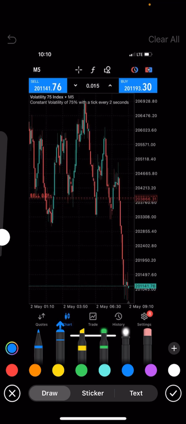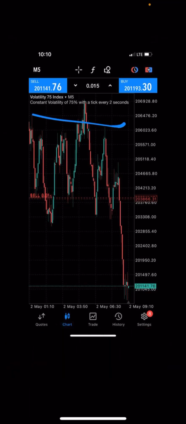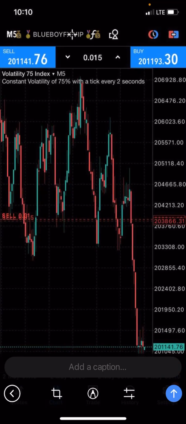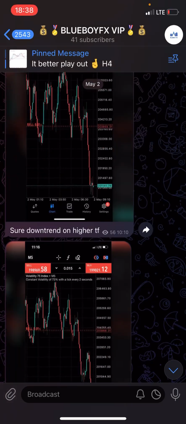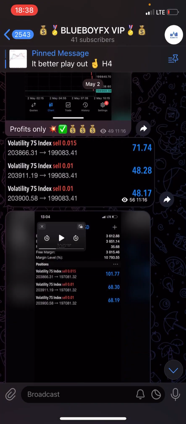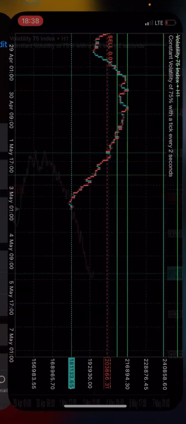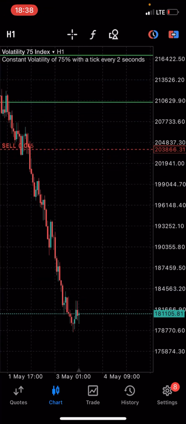So you see that at this point here, somewhere around there, we have a kind of resistance, and this was our entry here. So looking at the 5 minutes, I saw this resistance, and if you look at the 1 hour time frame as at then, you will see that it showed us a very deep sell. So now we're going to go to the chart, and here is the 1 hour.